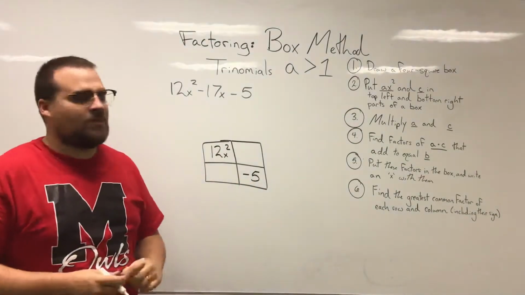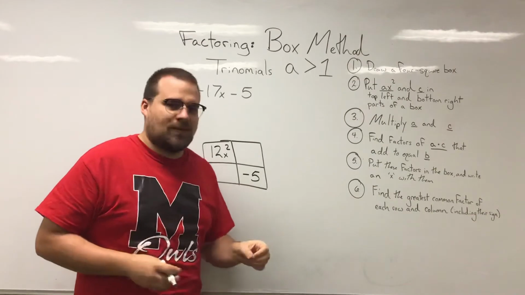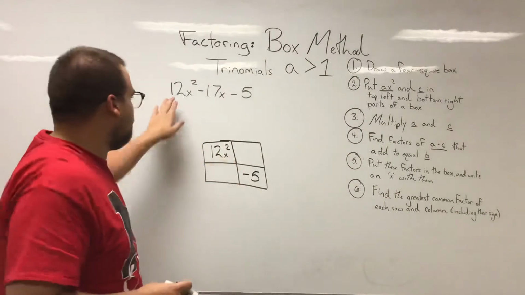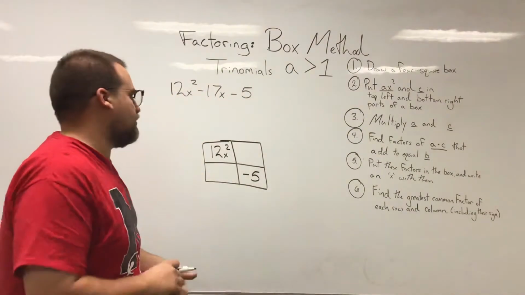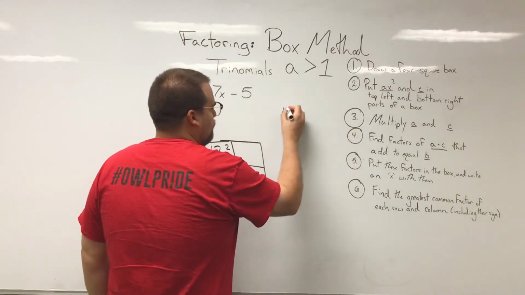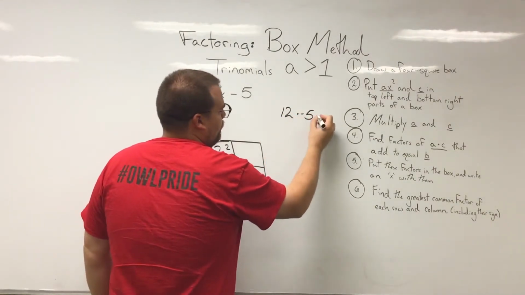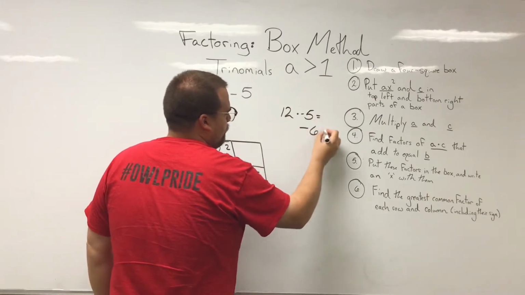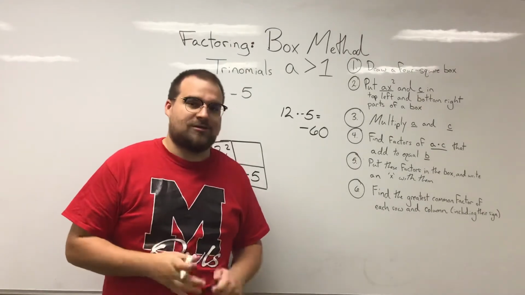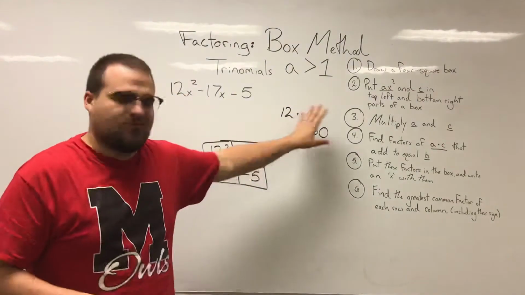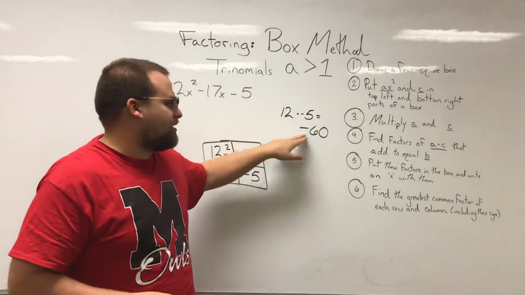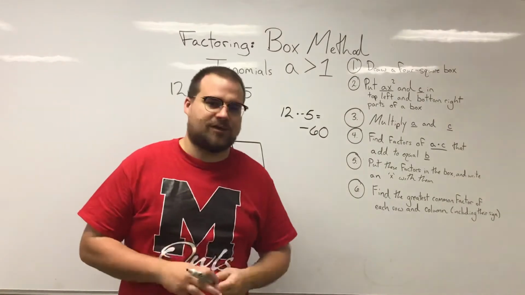Step 2 done. Step 3 asks us to multiply a times c. Again, a being our coefficient in the first term here, c being our constant. 12 times -5, that gets me -60. Okay, so I'm going to write that off to the side. That doesn't go in a box. This is going to be some calculations I kind of just do over here. So I finished step 3. I multiplied a times c. 12 times -5 got me -60.